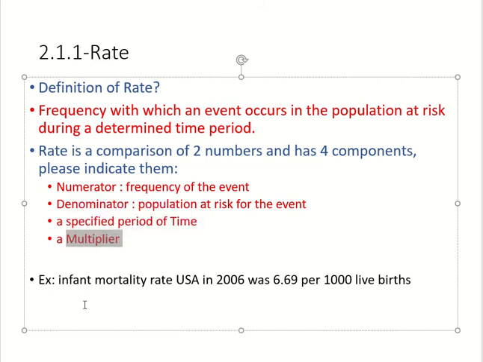makes sense. So for example, infant mortality in the USA for the year 2006 was 6.69 per thousand live births. So in the numerator we put infant mortality, how many died. In the denominator we put live births, and the specific period of time is 2006, and the multiplier was 1,000, so that when we're reading it, it's easier to read. It's easier to read 6.69 per thousand than to say 0.00669.